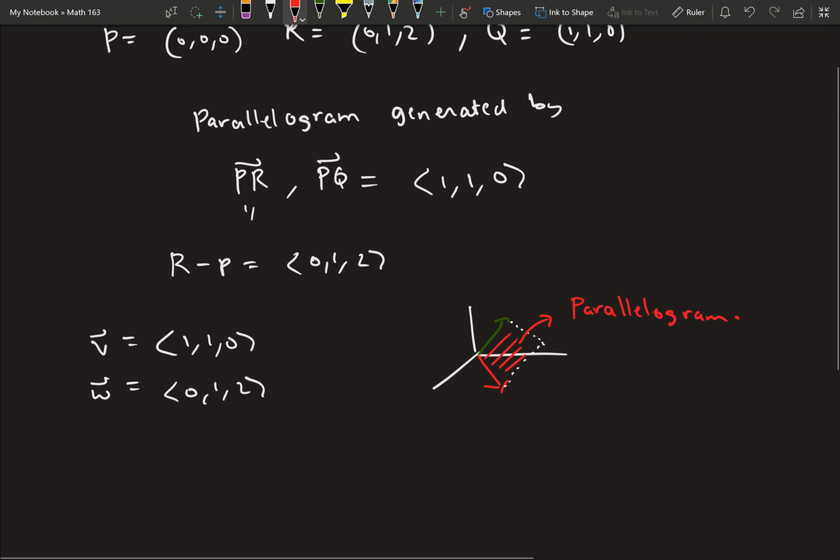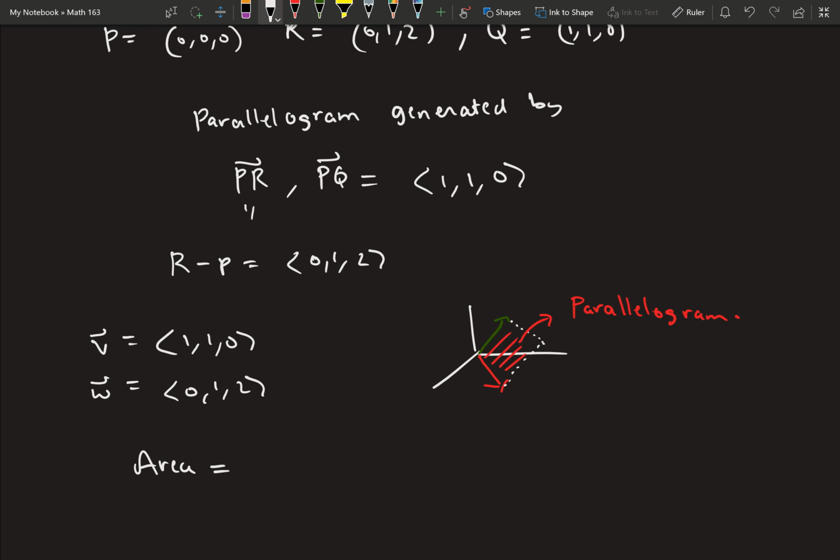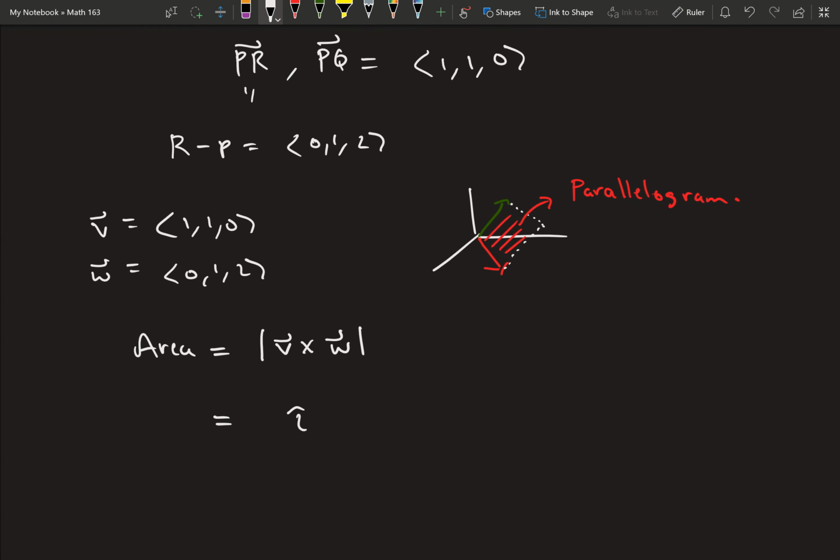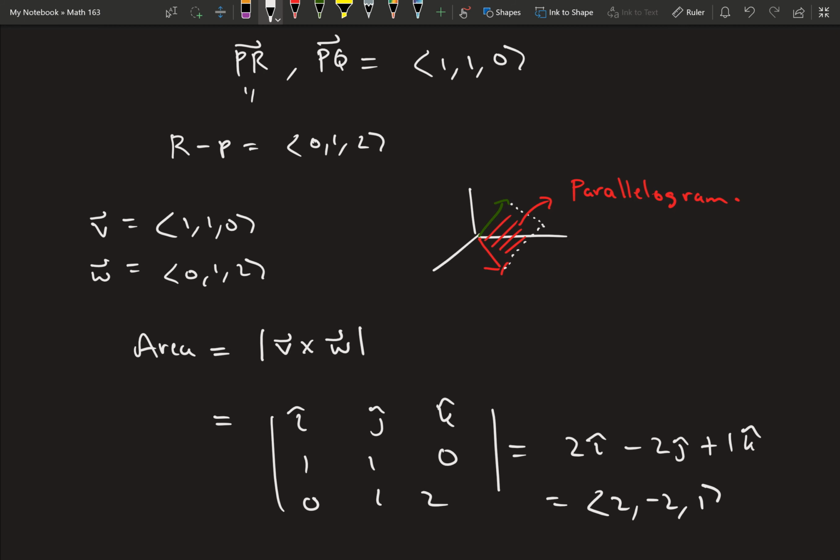Well, what is the area? It's the length of the cross product of V and W. That's what we proved last time. So what is that? Well, we place 1, 1, 0 here, 0, 1, 2 here. And I'll do this a little quickly. In the ith component, we get 2. In the jth component, we get minus 2. And in the kth component, we get 1. So we have 2, negative 2, 1.